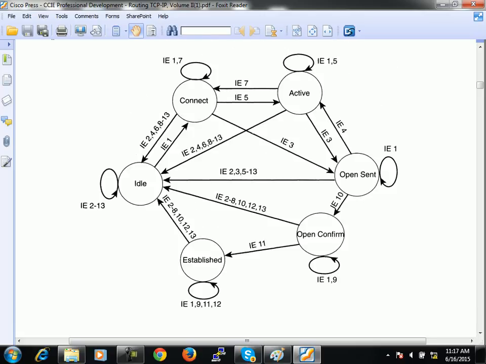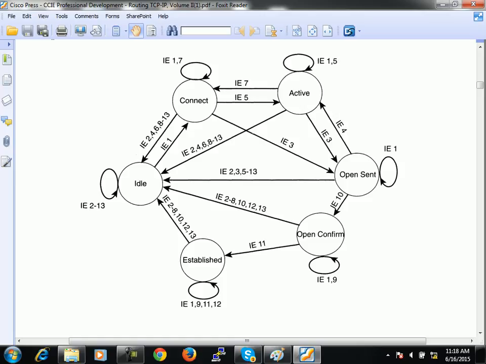See, if your BGP has started, input event 1 has occurred, your neighborship will move from idle to connect state. Idle to connect only. From idle your neighborship will first of all move into connect state. From idle it cannot directly move to active or open sent or open confirm, right? So first of all it will move into connect state. Now in connect state anything can happen. Input event 3 can occur, input event 5 can also occur, input events 2, 4, 6, and 8 to 13 can occur.